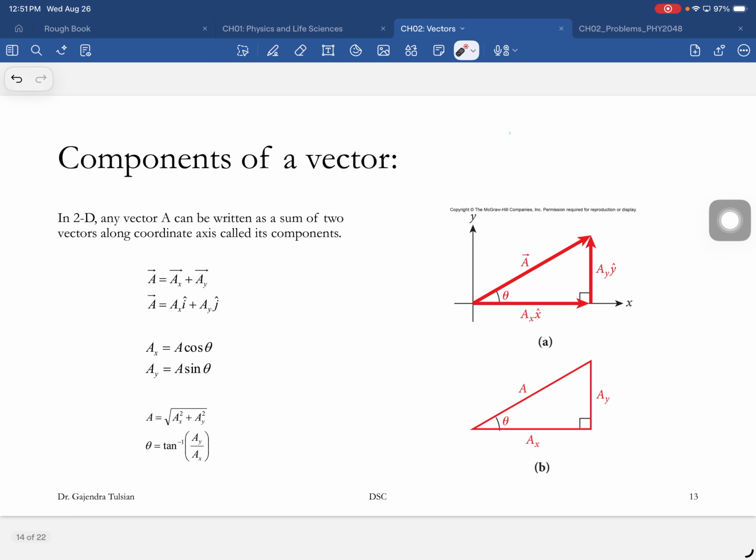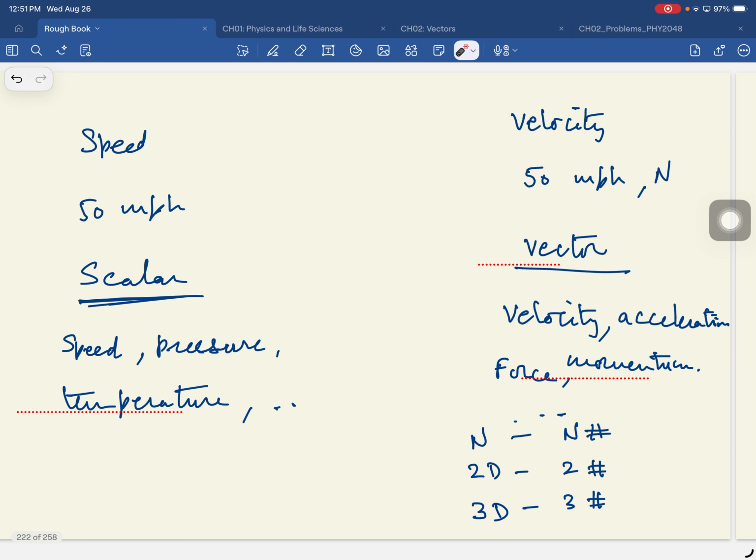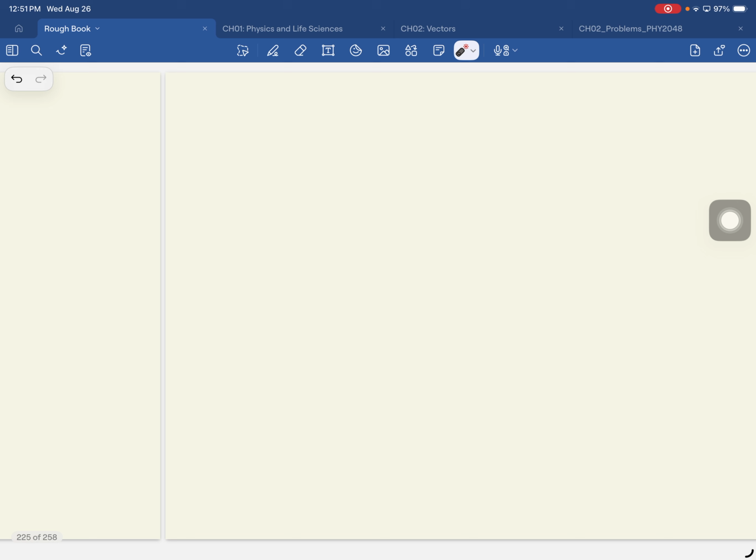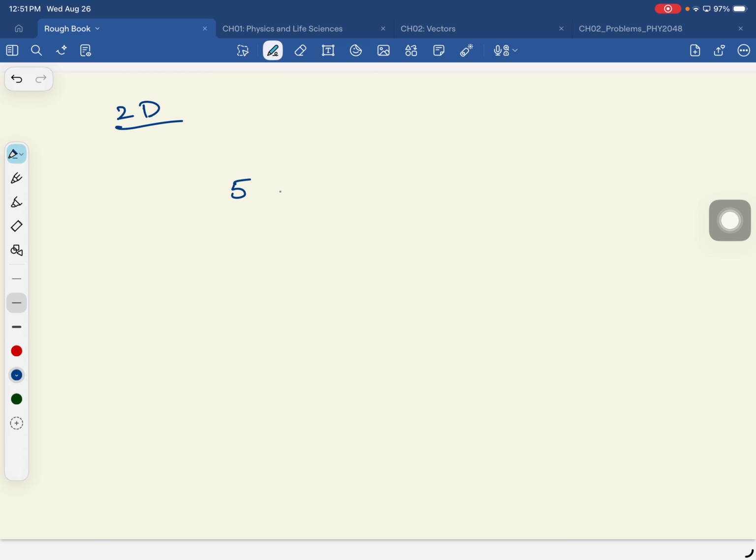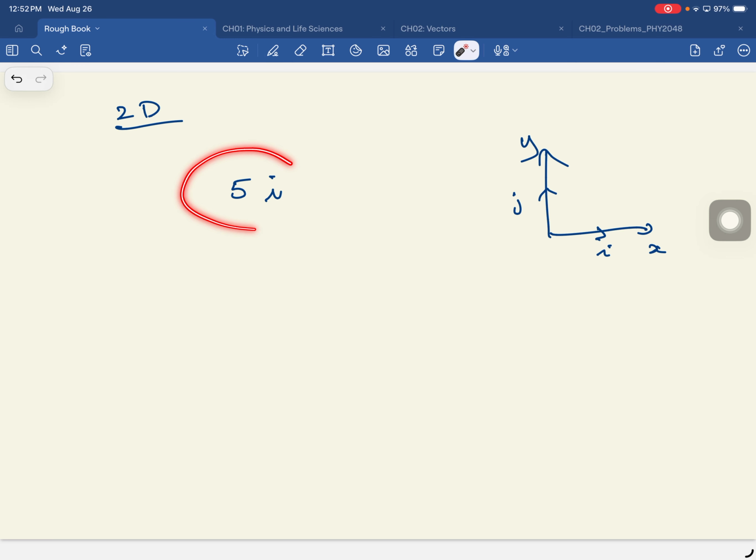So for now, let's stick to 2D. So the unit vector along the x-axis is I. The unit vector along y is J. Okay. 5I. What is this guy?